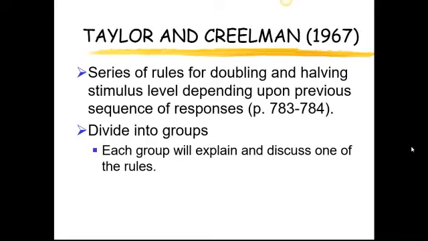So a series of rules for doubling and halving the stimulus level depending on the previous sequence of responses, like I just talked about. And then you can divide them into groups, with each group will explain.